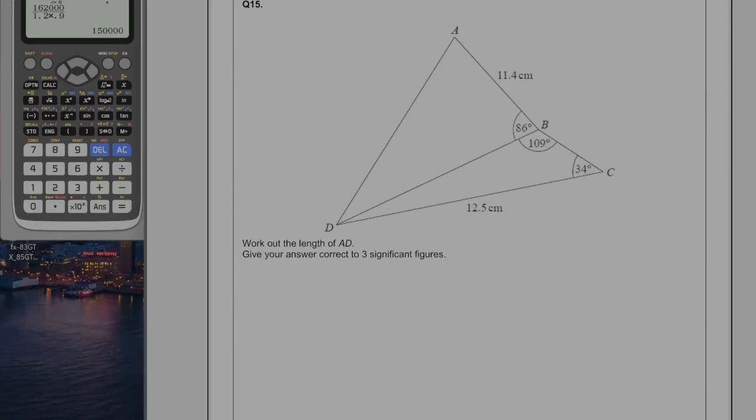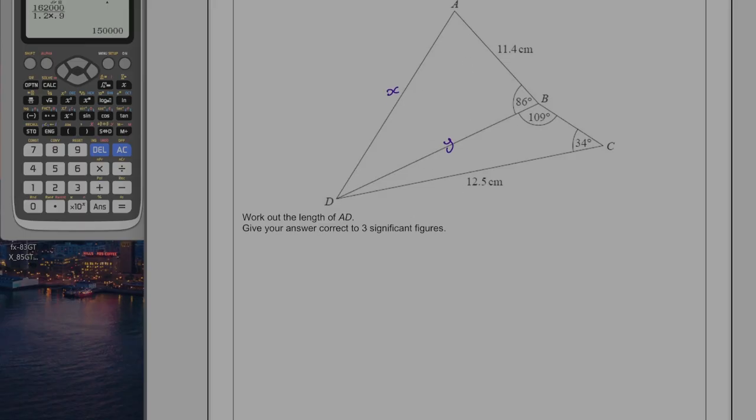Okay, question 15. Okay, so here we've got two non-rectangle triangles. Work out the length of AD. So if I start by calling that X, just to help me plan this out before I do it. I've only got 2 bits of information in this triangle. I would need 3 bits to work out X. So I would need this length here first. And I can work out that length there using the sine rule. And then I can work out X using the cosine rule.